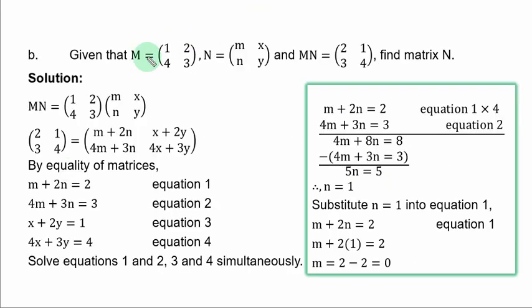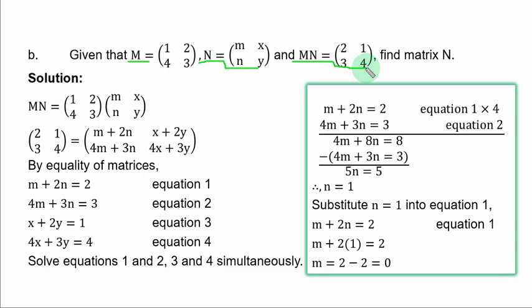Question 12b. Given that M is equal to the matrix with the first row 1, 2 and the second row 4, 3, and matrix N with entries in the first row m, s and second row n, y, and the product of matrix M and N is equal to the matrix with the entries in the first row 2, 1, second row 3, 4.